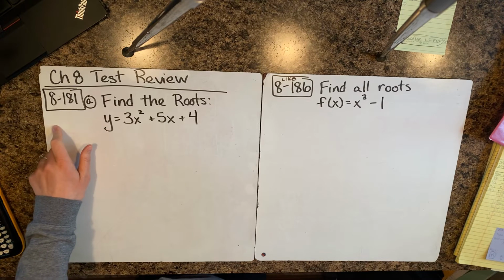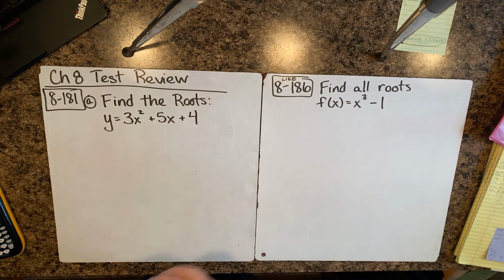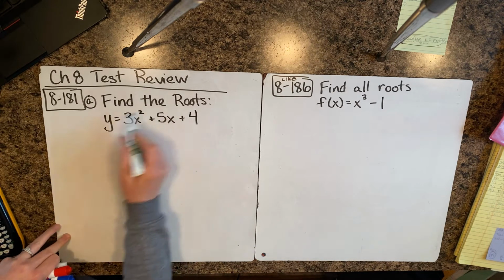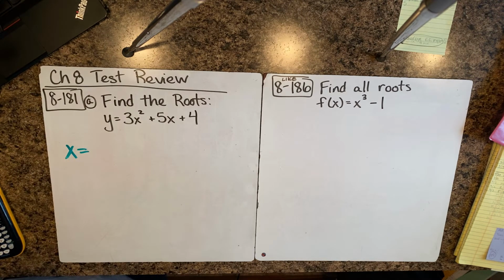So the first one, 181, that one's straight from closure. Find the roots. For some reason you guys are struggling a little bit with this. This should just be the quadratic formula, okay? And remember, on the test, it's okay to look up the quadratic formula and then use it.